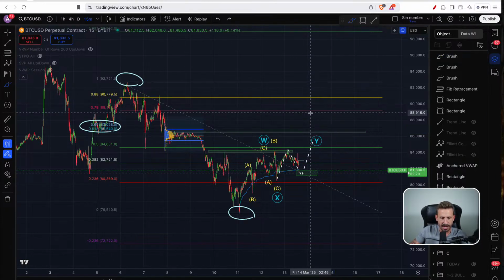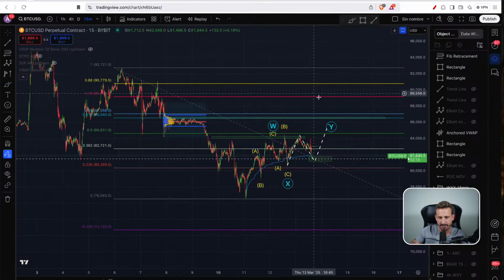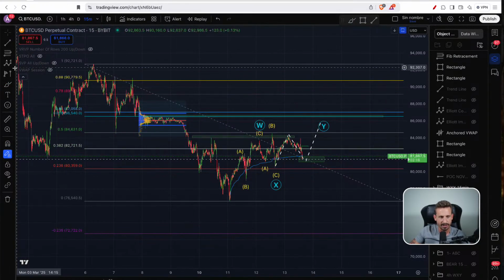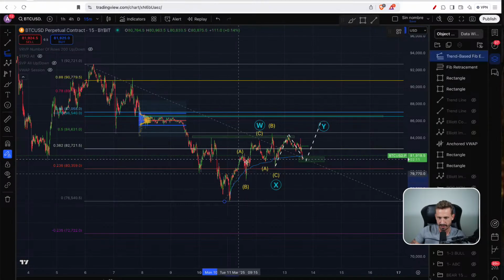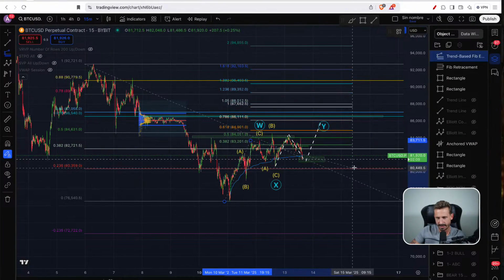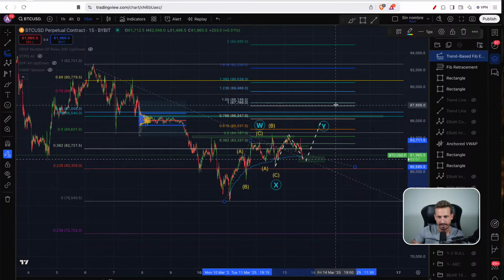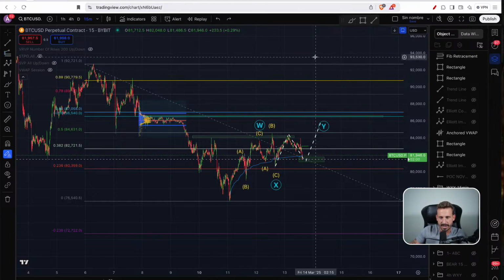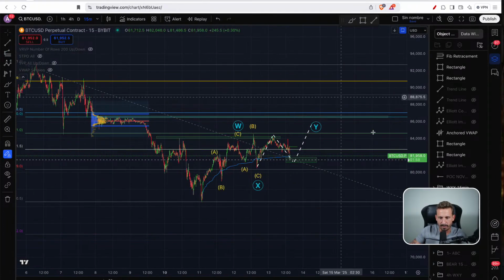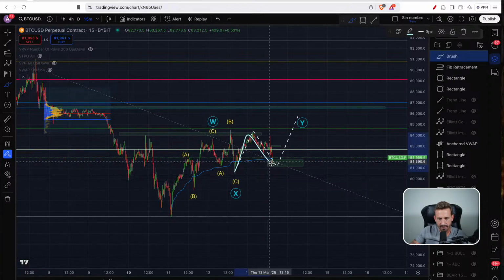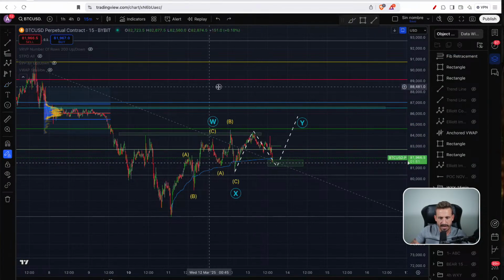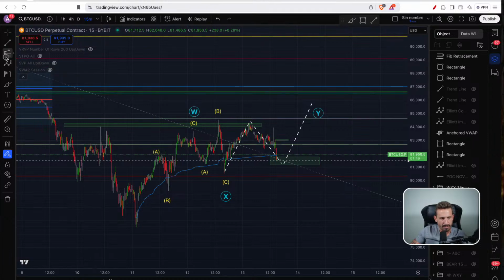Let's just check here with the extension of this latest move, because we do not need to hit the 1-to-1 extension of the WXY. We do not need to hit it. It's just a common target area. Could it wick up all the way up there? Yeah, 1-to-1 to the 1.236. I'm more interested in the local level, in the local pump, this one right over here. I want to take a look at the extension from this one.